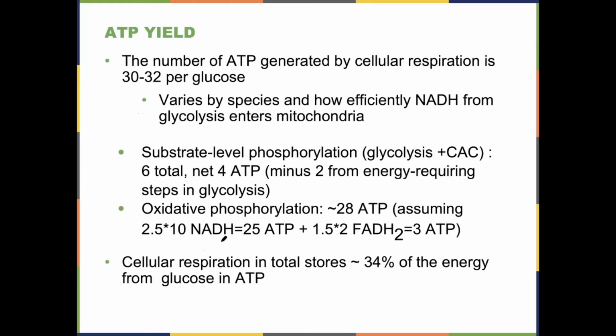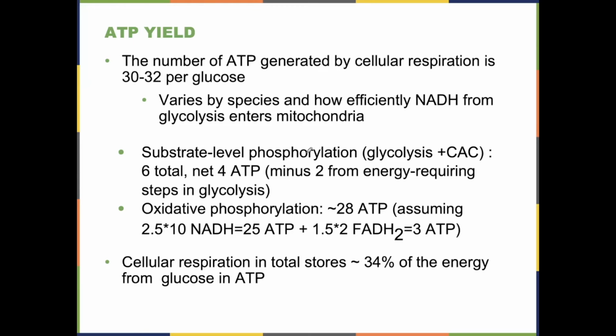Now, returning here to the math behind this, the actual number of ATP that's generated by cellular respiration per molecule of glucose is somewhere in the range of 30 to 32. Now, the efficiency of this actually varies by species, as well as how efficiently NADH enters into the mitochondria from glycolysis. Because if you remember, glycolysis happens out in the cytoplasm, so we actually have to transport NADH into the mitochondria.